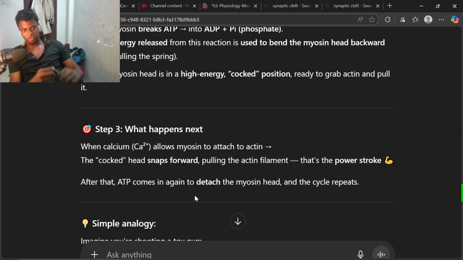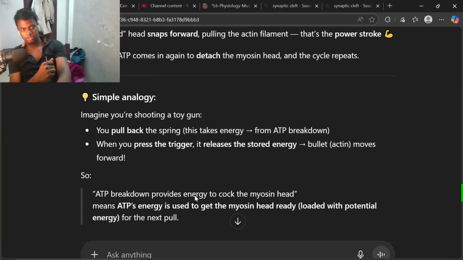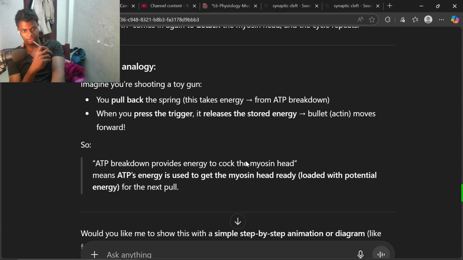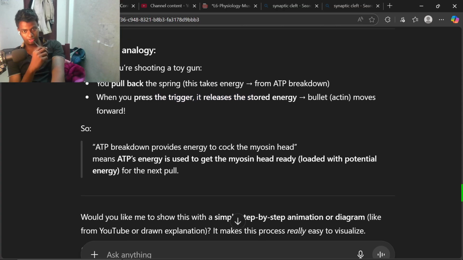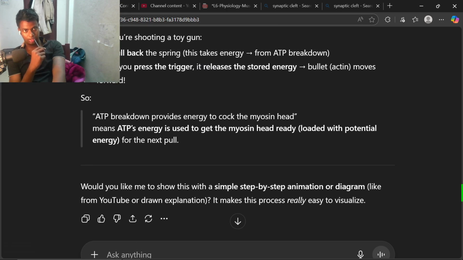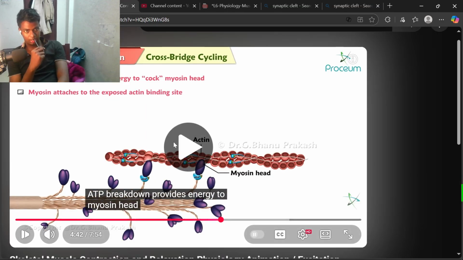When calcium allows myosin to attach to actin, the cocked head snaps forward, pulling the actin filament. That's the power stroke. Let's understand simple energy. You only pull back the string, and this takes energy. When you press the trigger, it releases the stored energy. The actin moves forward. ATP breaks down for the energy, with the myosin head ready, the potential energy to the next level.